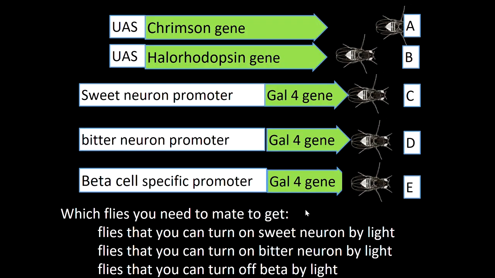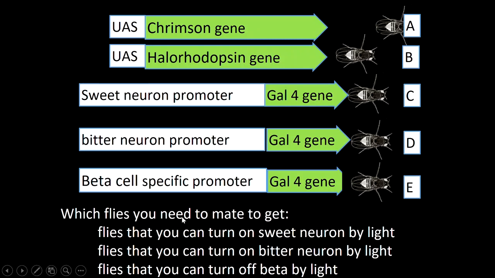I have five flies with different genetic backgrounds. The first one has a UAS promoter plus a chromosome gene. The second one is a UAS plus halorhodopsin gene. Okay, and then the sweet neuron promoter plus GAL4 gene, beta neuron promoter plus GAL4 gene, and beta cell promoter plus GAL4 gene. By the way, the beta cell is the cell in your body which makes insulin for you. Okay, so here's the question.